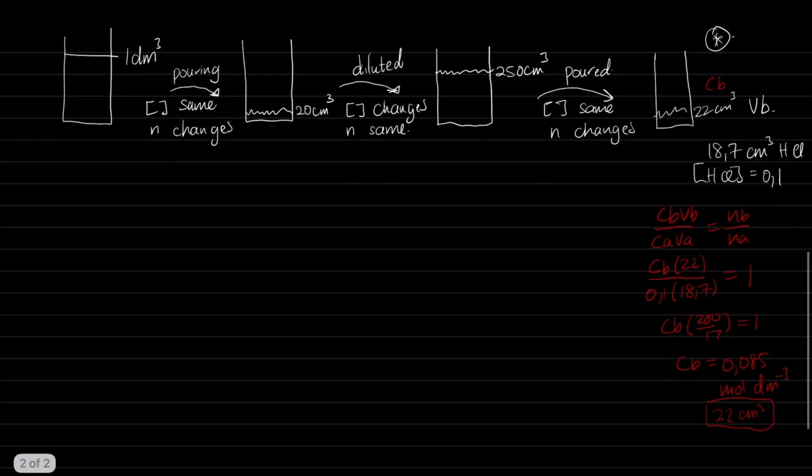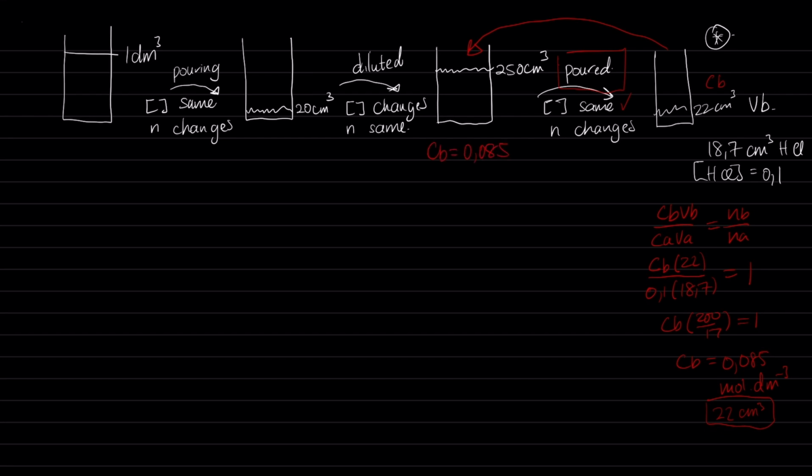Now let's work backward. We have the concentration here. If I want to go backward, let's look at what happened. It was poured out, and if it was poured out, the concentration stays the same. So if the concentration in the 22 is 0.085, then the concentration in the 250 is also 0.085. Now that we have the concentration in the 250 cm cubed, we can go backward to figure out the concentration in the 20 cm cubed.